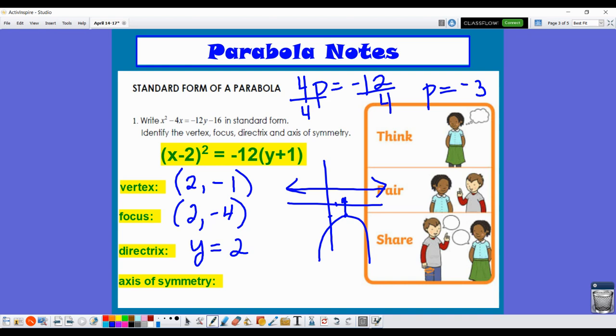Finally, my axis of symmetry, and remember that's the line, and I'm kind of drawing it or sketching it in, that's the line that goes right through my parabola, right through the vertex, because remember what happens on one side has to be reflected over to be on the other side of my parabola. So my axis of symmetry here will be x, because now it's a vertical line, and it's simply the x value of my vertex. So x equals 2. I have now completed this question by first putting the equation into standard form and then identifying the correct pieces of the parabola.